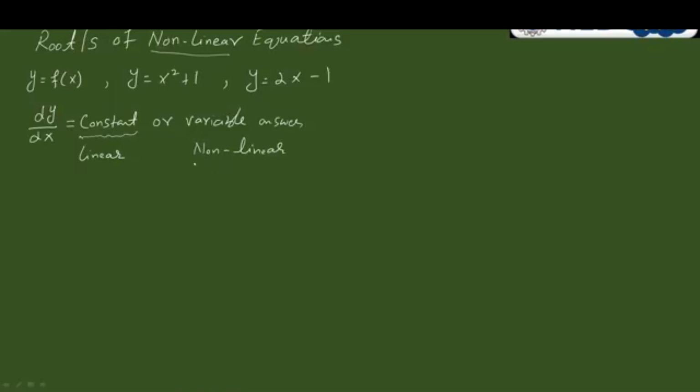So the derivative being constant represents linear. If I got a derivative of any function which is constant, then how can I say that it is a linear behavior?